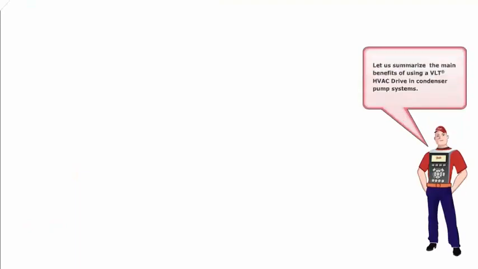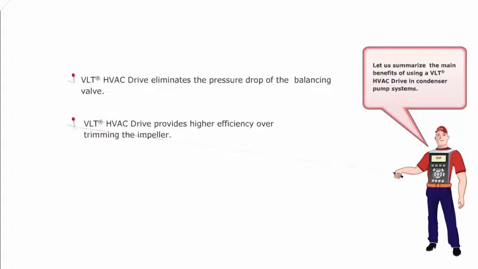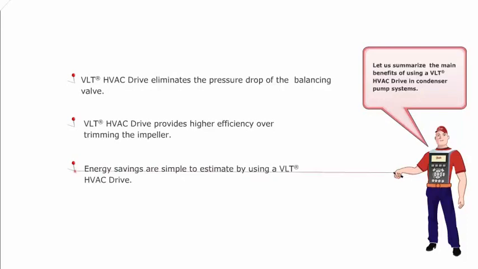Let us summarize the main benefits of using a VLT HVAC drive in condenser pump systems. VLT HVAC drive eliminates the pressure drop of the balancing valve. VLT HVAC drive provides higher efficiency over trimming the impeller. Energy savings are simple to estimate by using a VLT HVAC drive.